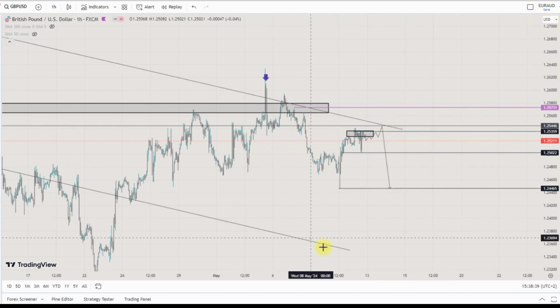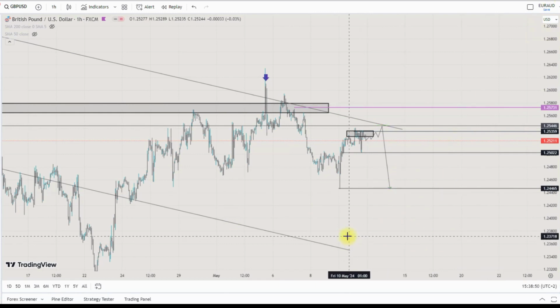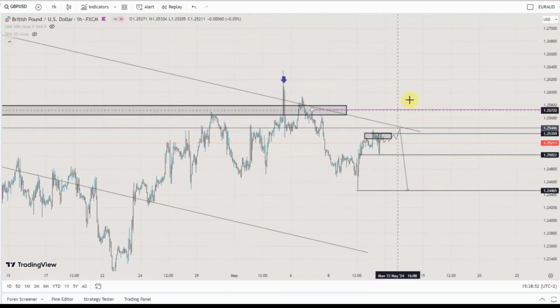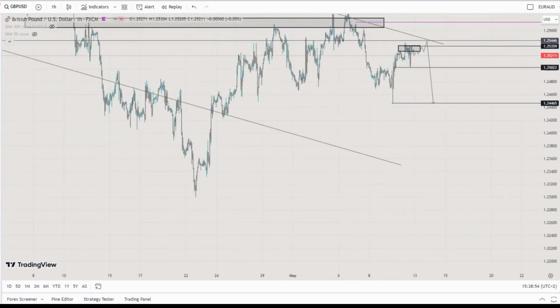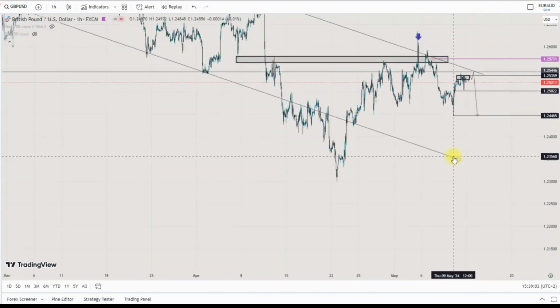But anything below 1.25446, I will be looking to short GBP/USD back to 1.24465. And if this level breaks, then we are coming back to this area, and if that breaks, then we are coming to break this low for price to make a new lower low right here. So that is that.